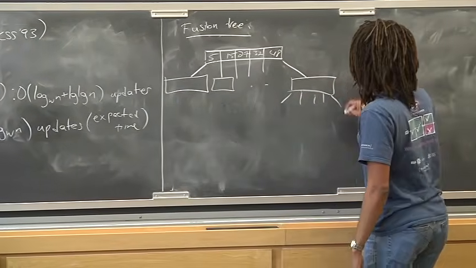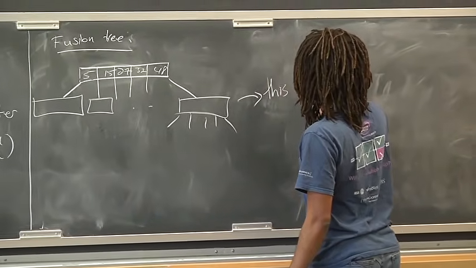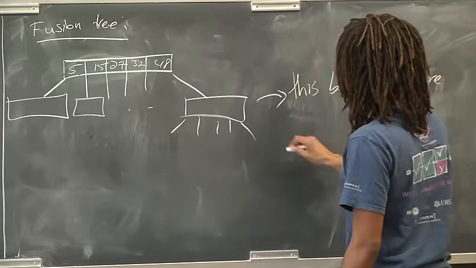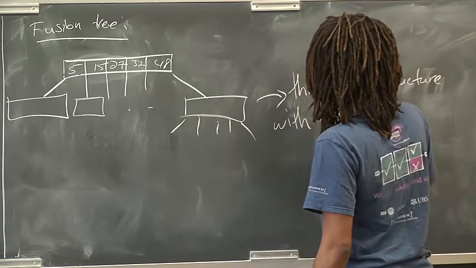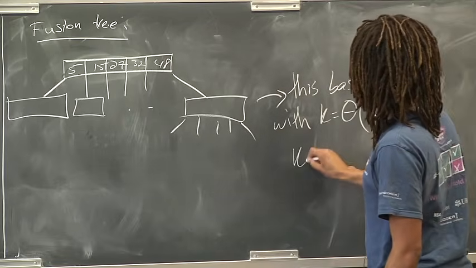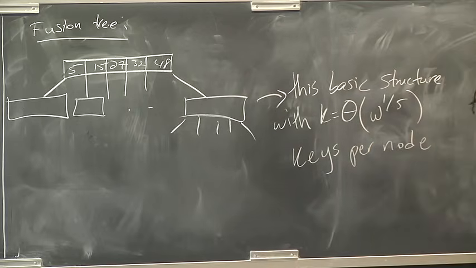So we're going to have this basic structure with k being theta of w to the 1/5 keys per node. So what is the height of this tree? If you have, in general, in terms of k, what's the height of this tree?